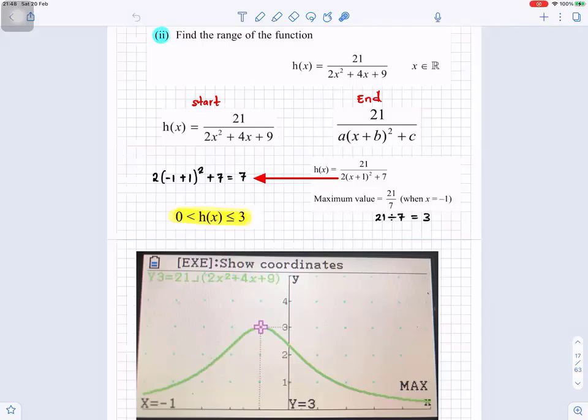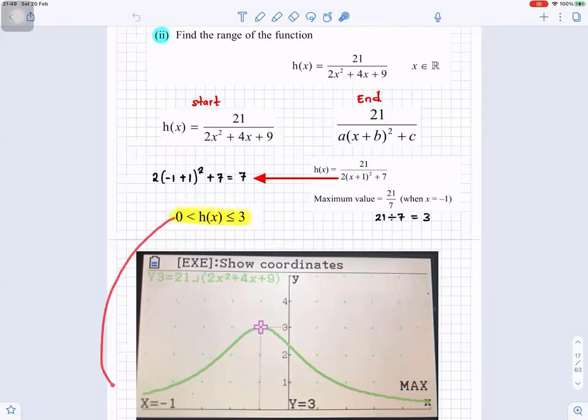Now, if you put 2 times minus 1 plus 1 all squared plus 7, it gives you 7. And so the maximum value is when 21 divided by 7, or when x is minus 1. So when x is minus 1, all of this would be minus 1 plus 1 is 0, 0 squared is 0, plus 7. So it's 21 over 7. 21 over 7 is 3. So you're going from 0 up to 3.